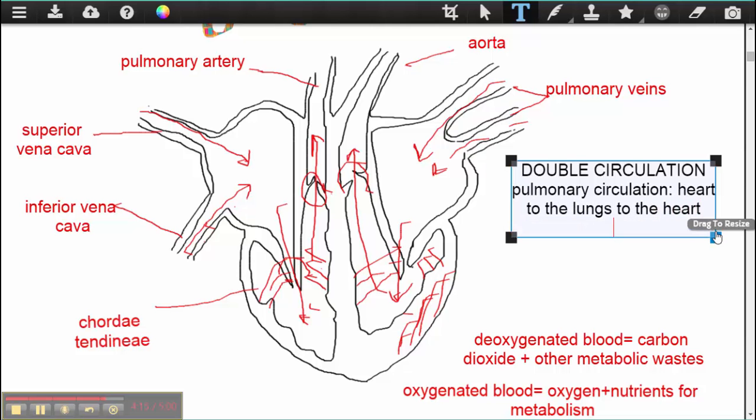And the other one is systemic circulation. This is from the body to the heart and back to the body.